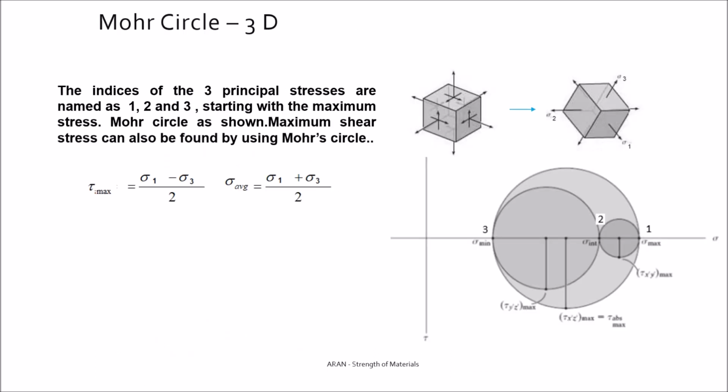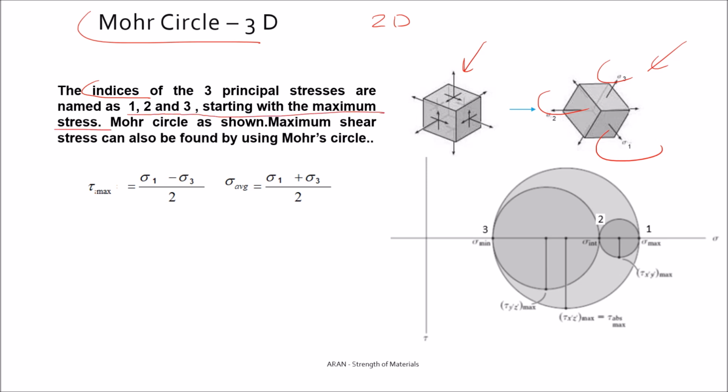Up to now, we have discussed the concept in 2 dimensions. In the 3-dimensional case, everything is the same. For a given stress state, you can determine your 3 principal stresses, sigma 1, sigma 2, and sigma 3. Well, the indices are given 1, 2, 3, starting with the maximum stress.